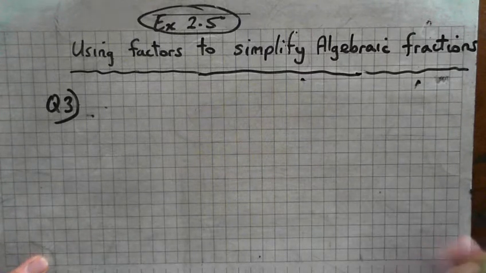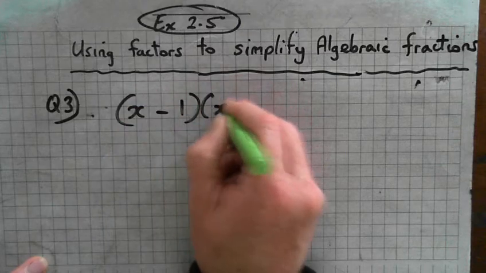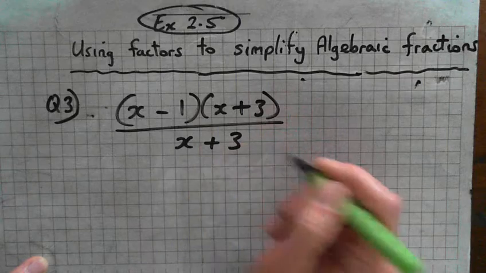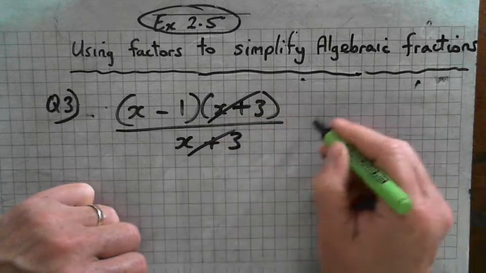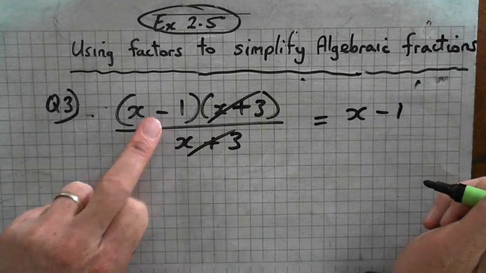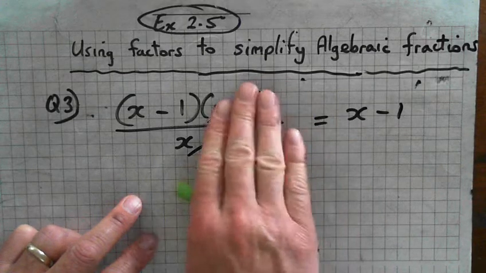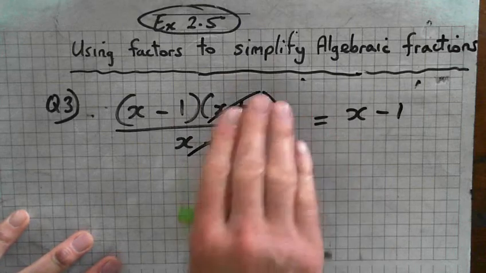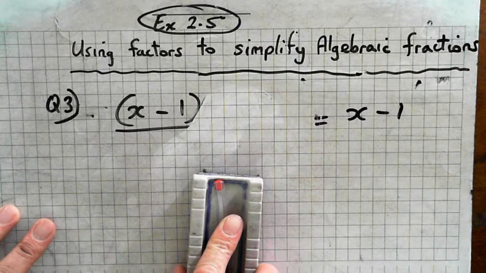Question 3 first. Watch, this one's actually pretty easy. You should know how to do these. What's the answer? x plus 3 divided by x plus 3 is 1, isn't it? The answer is 1 times x minus 1. See there? x minus 1. These two, this divided by this is 1. So 1 times that is still x minus 1. Okay? So they are basically cancelled out of the sum. What's left? x minus 1. Alright?